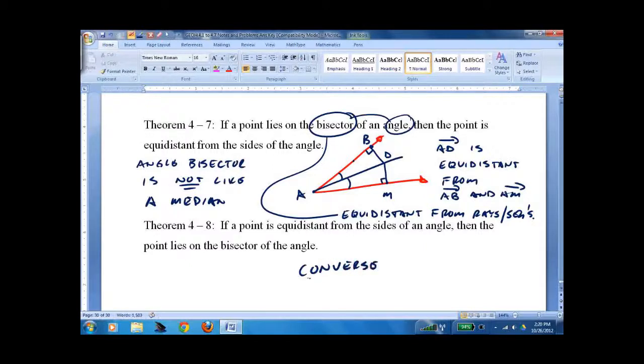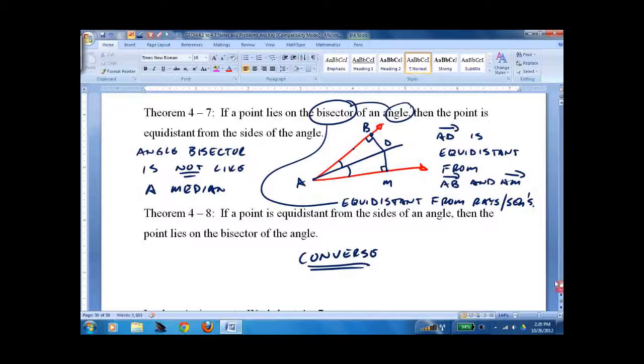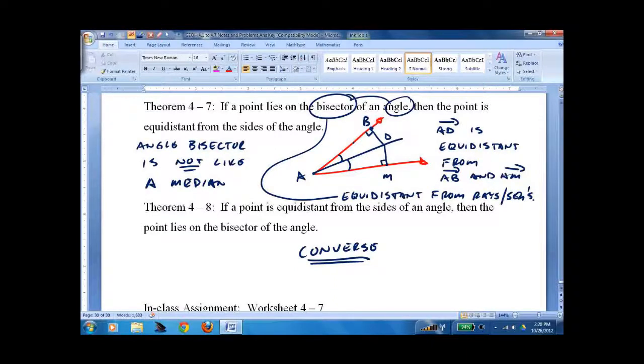If you are equidistant from the sides of an angle, you're on the angle bisector. It's a lot to absorb. Go try some problems, see if you can make sense of it. Good luck.